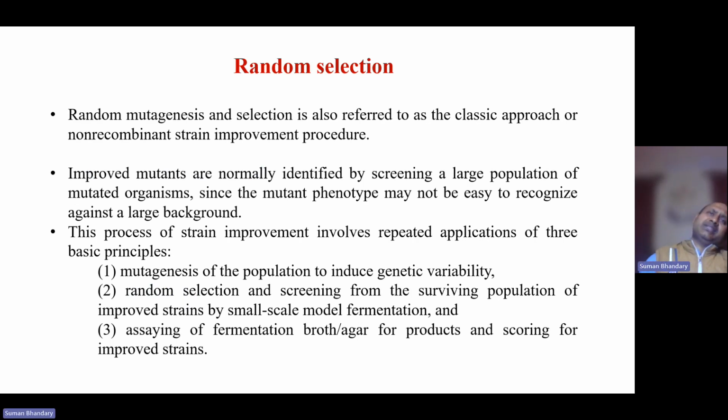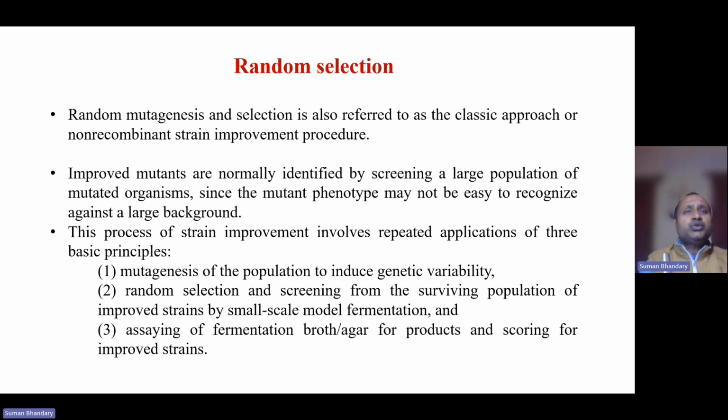So random mutagenesis and selection are also referred to as the classic approach of strain improvement procedure. Here, improved mutants are normally identified by screening a large population of mutated organisms. Why? Because the mutant phenotype may not be easy to recognize against a large background.